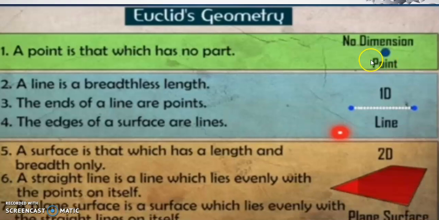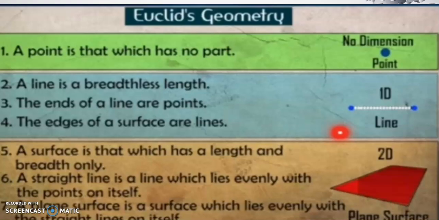If we observe an object in the form of a straight line, its ends look like this dot. So we take that dot as a point, just for representation. Okay, I hope you understood what a point is.